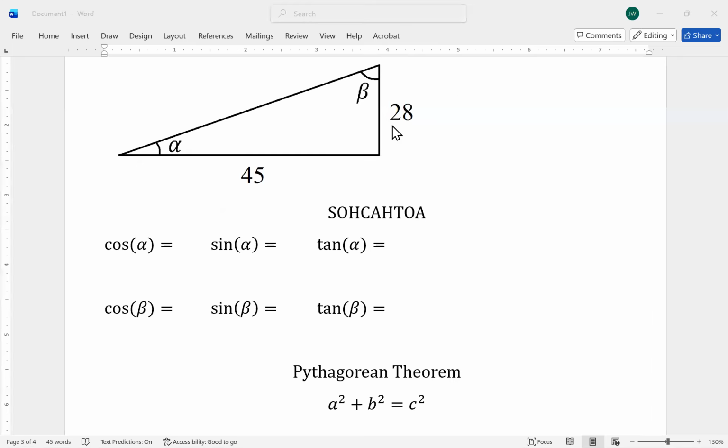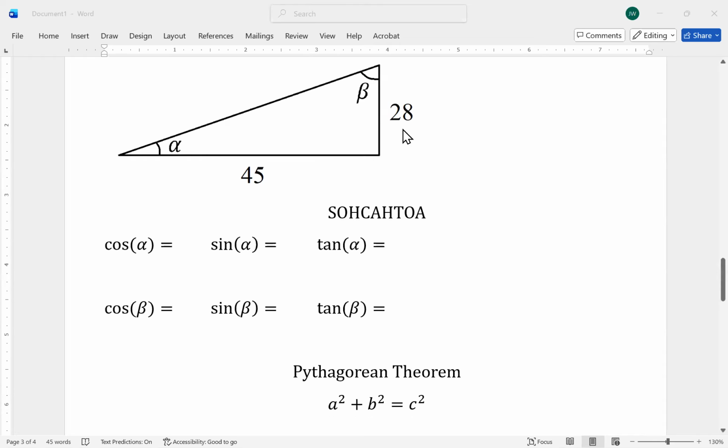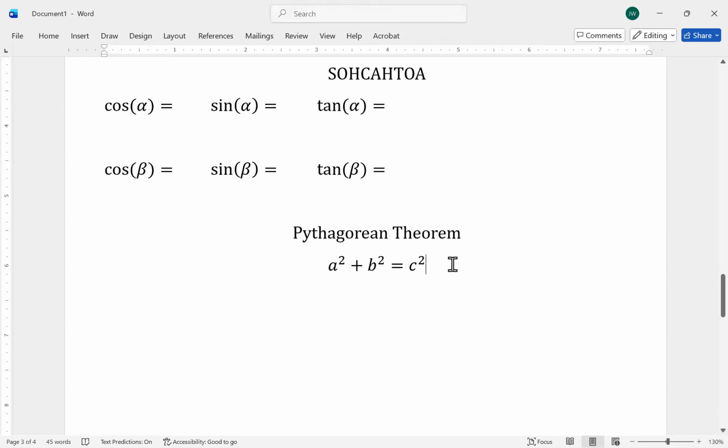So here we go. Technically, if you wanted to, we could find tangent of alpha and tangent of beta because we are given the two legs. But I think what I'll do first is I'll find the hypotenuse. So we'll call 28 length a, and I'll call 45 length b. So the Pythagorean theorem says that 28 squared plus 45 squared is equal to c squared.